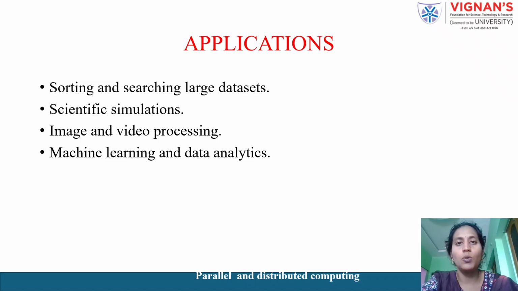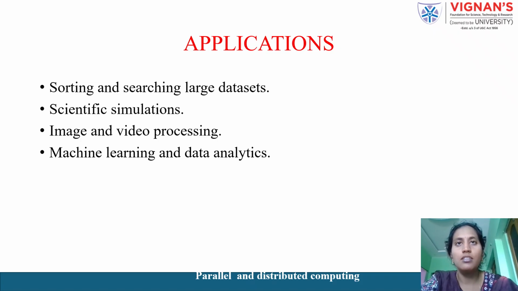Applications of divide and conquer. Divide and conquer is widely used in many real world and computational applications. It is commonly applied in sorting and searching large databases, where large amounts of data are efficiently divided into smaller parts and processed in parallel.